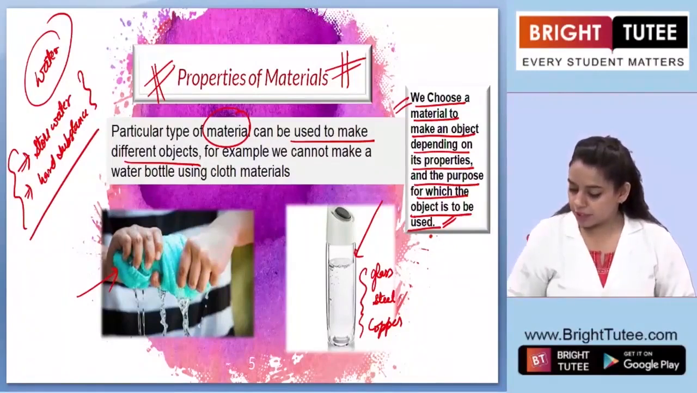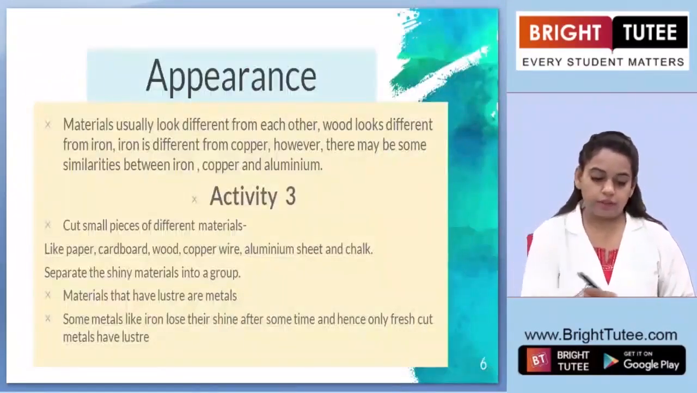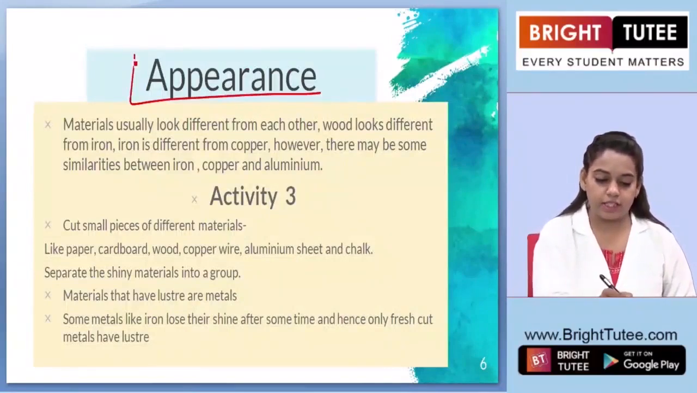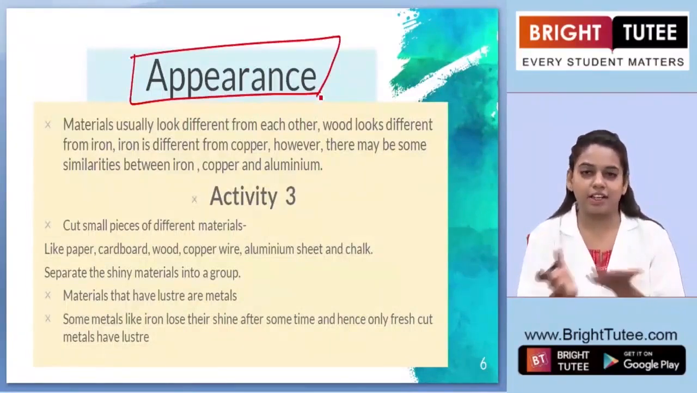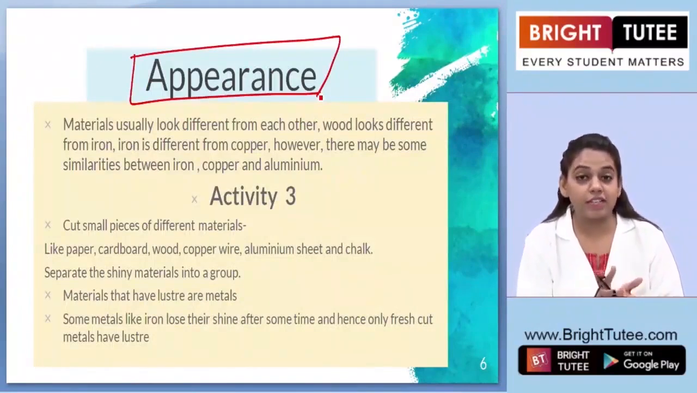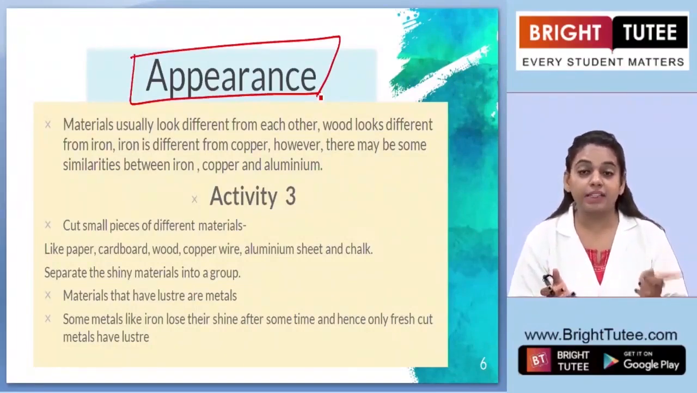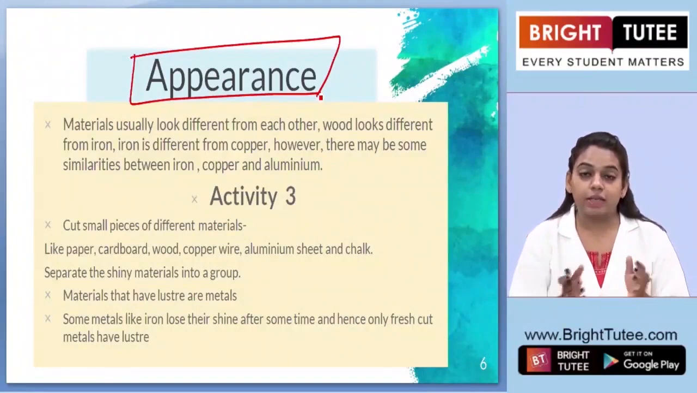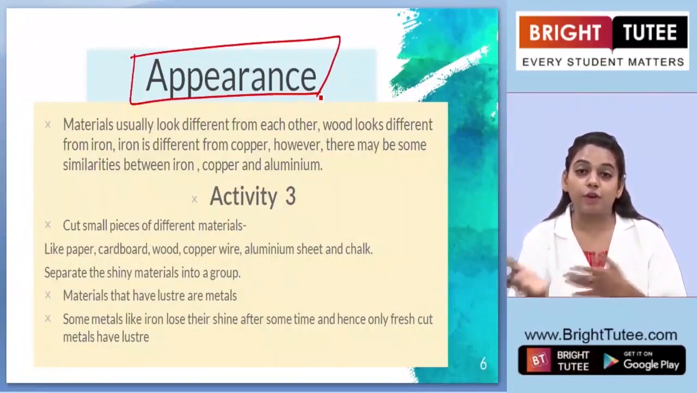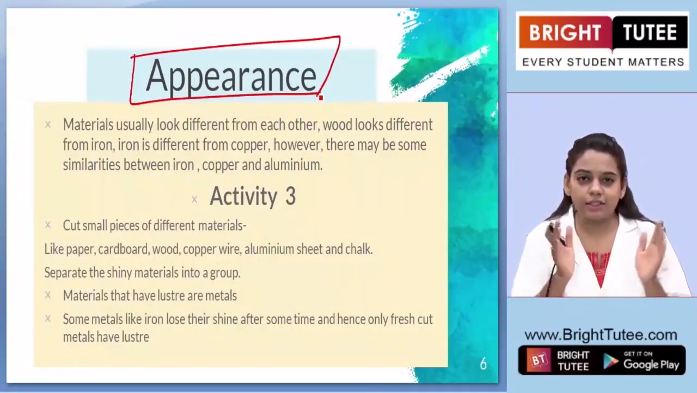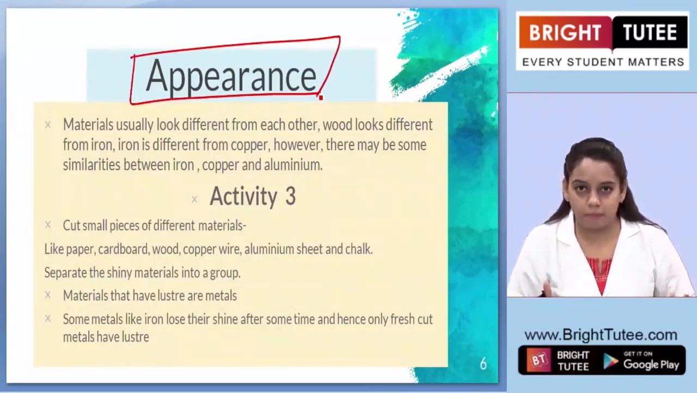Okay, let us now move ahead and discuss appearance. Usually all materials are different from one another. For example, wood looks very different from paper. Although paper is made from the bark of trees, that is wood only, the material is completely different. Then metals look even different from wood, and you can clearly distinguish between the different materials.